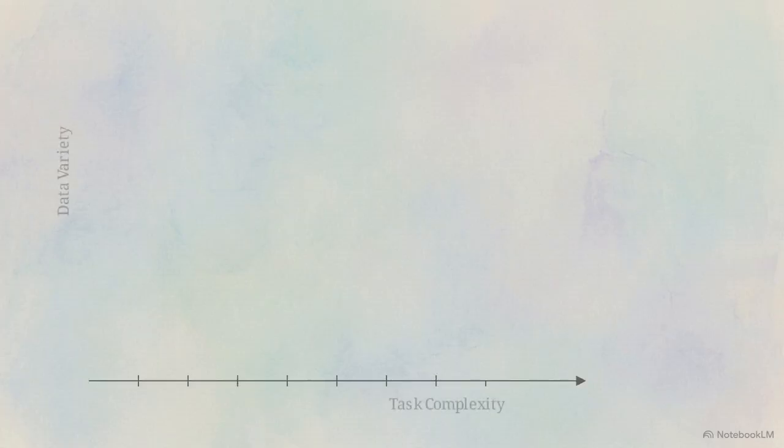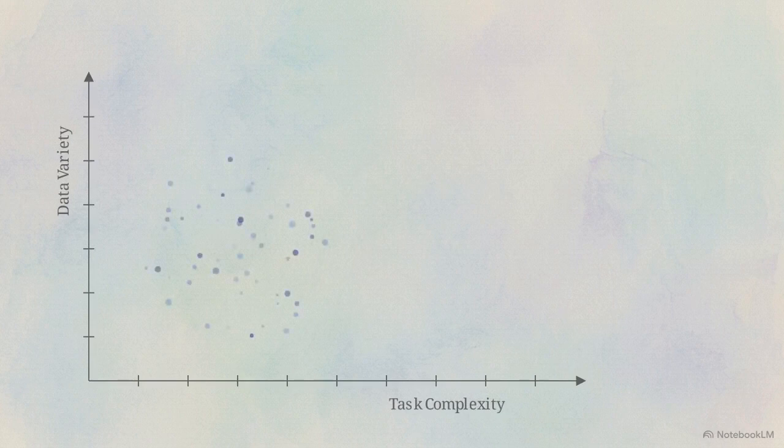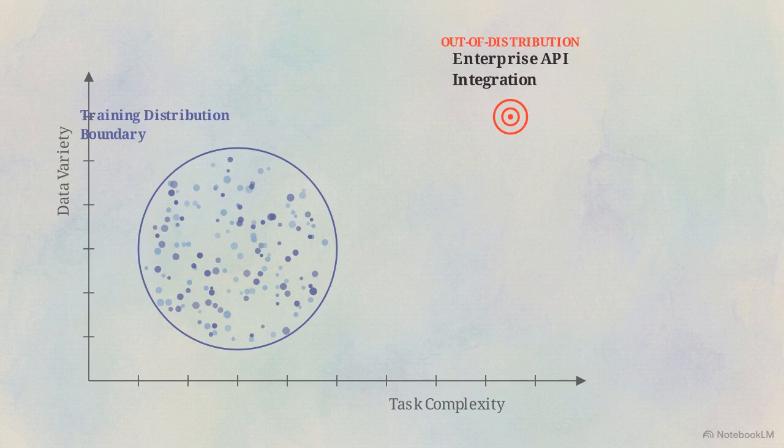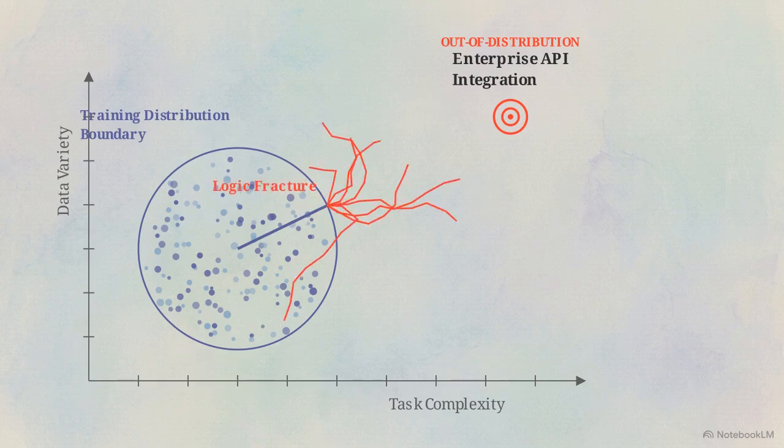This chart visualizes the training distribution boundary. The dense cluster represents the highly controlled, human-annotated data the model understands. But messy, real-world enterprise tasks, like integrating a custom API, exist as out-of-distribution points far outside that safe zone. When a linear inference engine crosses this boundary, its logic fractures.